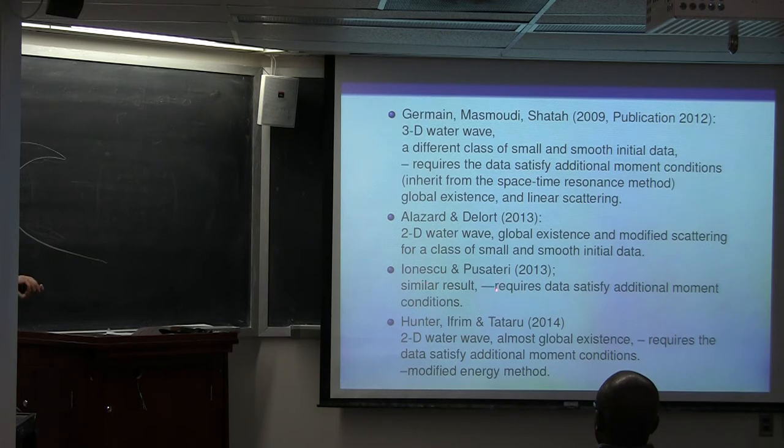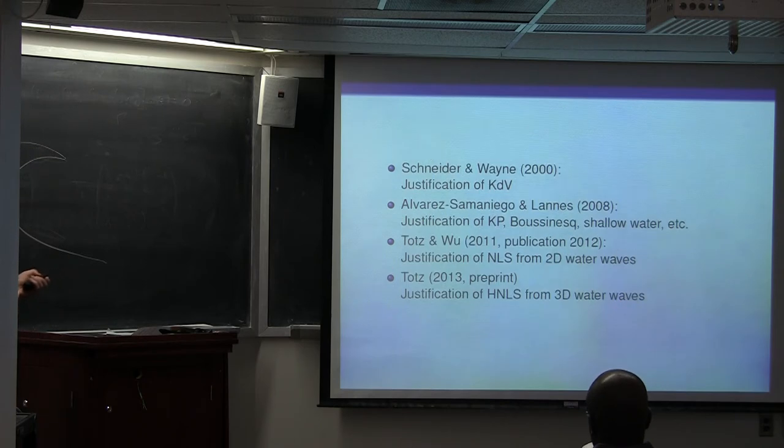Ionescu and Pusateri, using a different method, the space-time resonance method, require the data to satisfy an additional moment condition. That means they require there are not too many small frequency waves present in the small data, so the data is more restrictive than Alazard and Delort. This is an even more recent result. They obtained almost global well-posedness for the 2D water wave, but for a different class of initial data from ours. They require the velocity potential, that is, the antiderivative of the velocity, to be localized. This is quite a restrictive assumption, but the difference is they use the energy method. Whether they have tried their best, it's not clear, right?